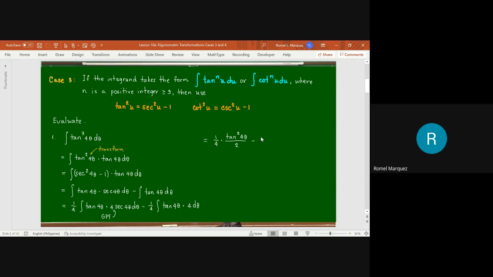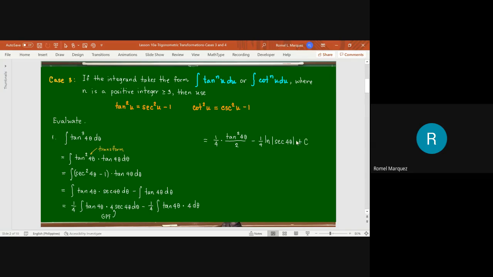For the second integral, that is equal to 1/4. What is the integral of tangent 4 theta d theta, tangent u du? What is the integral? ln what? Cosine 4 theta. If you use cosine, you have to make it plus because it is negative ln cosine. If you use secant, you retain the sign negative. So ln secant of 4 theta. Okay, guys?